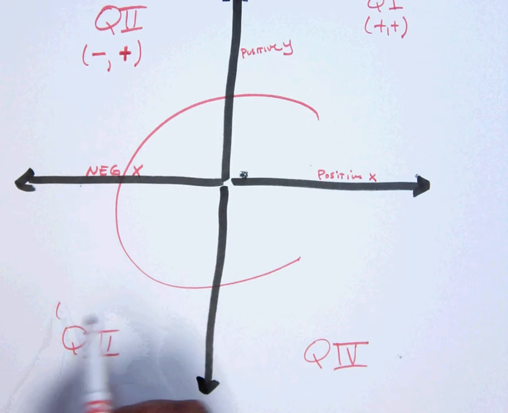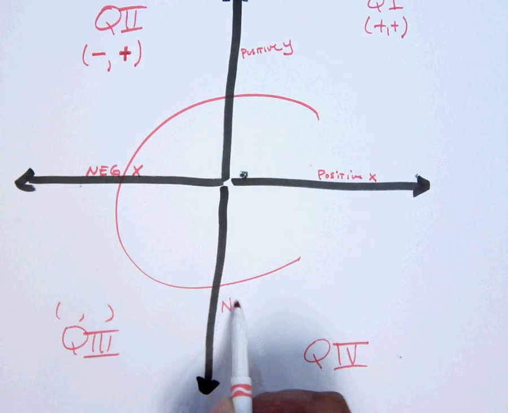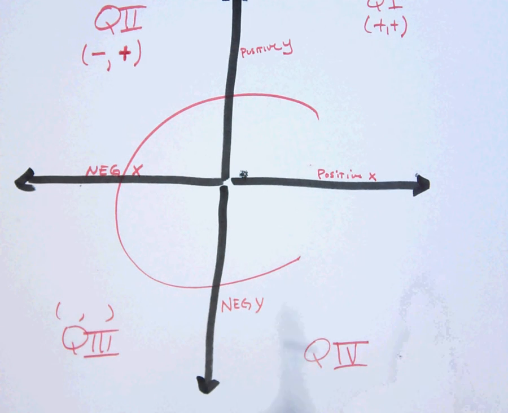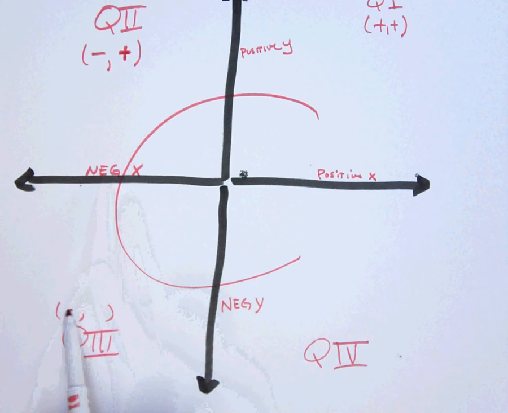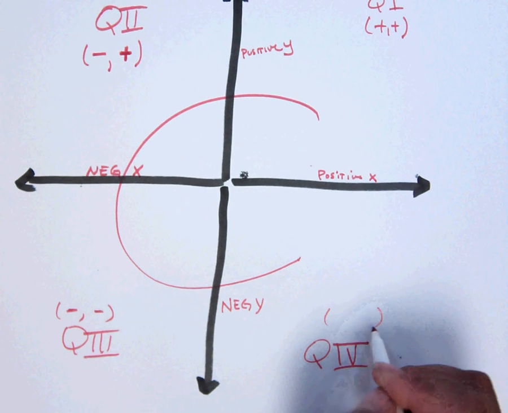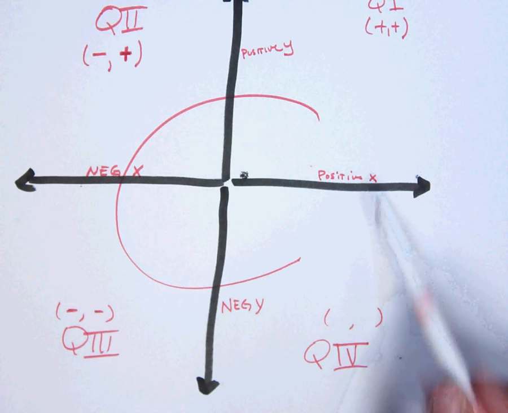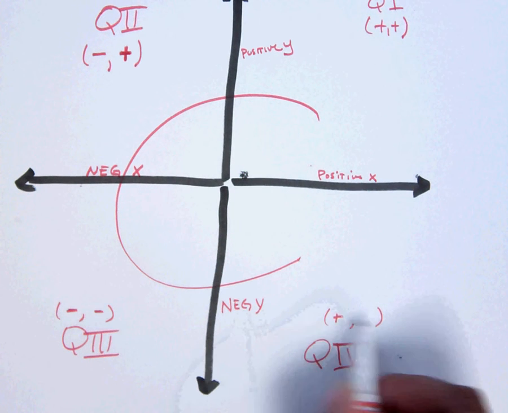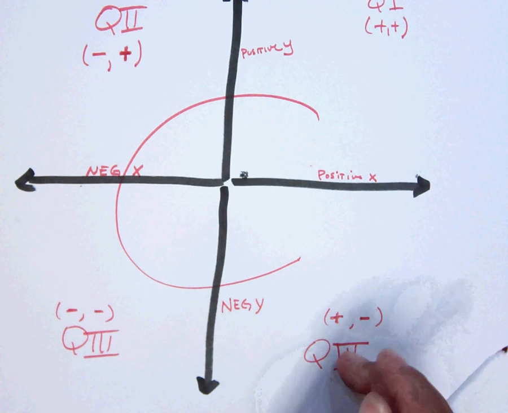Okay, and then we do this one. Well, we wrote negative down here, negative y. So if this is x and it's negative, and this is y and it's negative, this one's negative, negative. Finally, x is positive and y is negative, so plus negative.